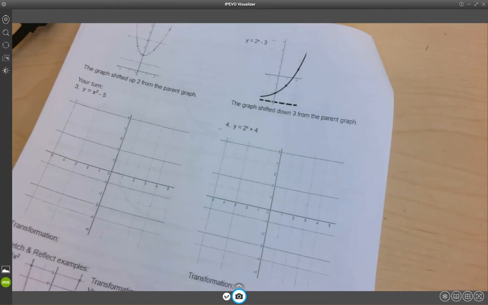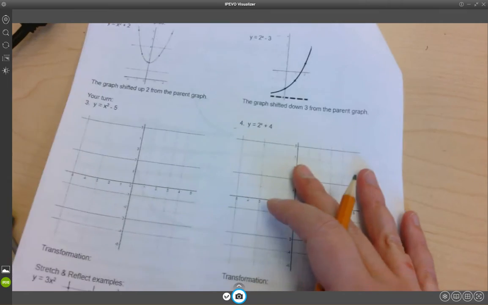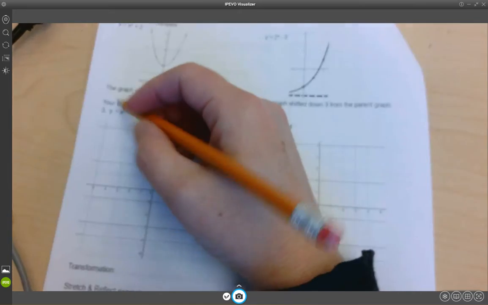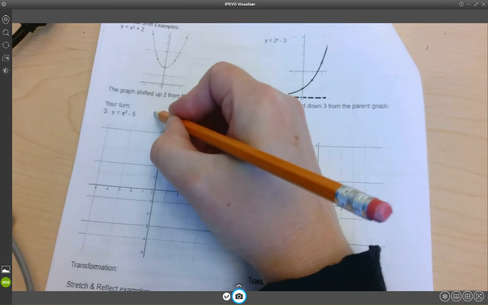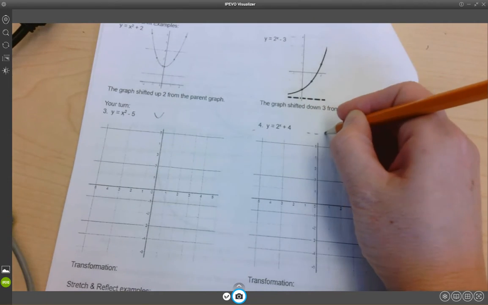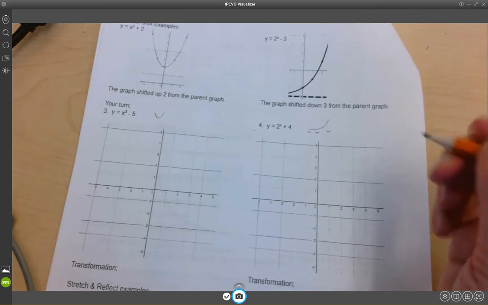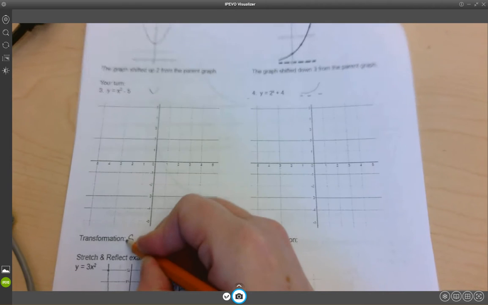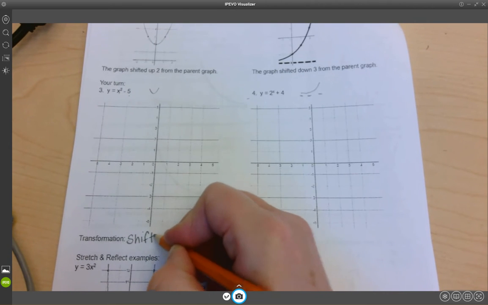All right, so what I need to know now is which parent function am I looking at and how did it shift. So I can see the x's in the base, so I know that this is quadratic. I can see the x's in the exponent, so I know this is exponential. A minus 5 should shift down 5 from the parent function.